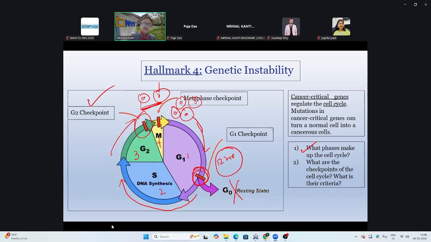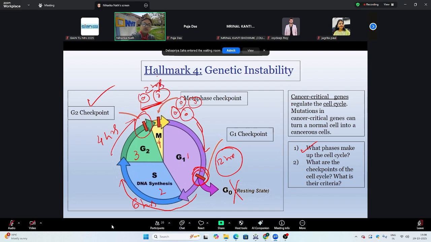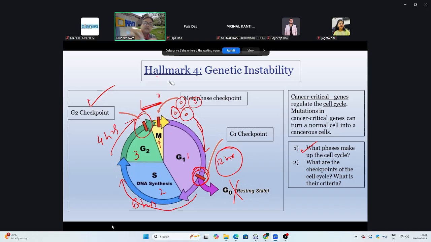It'll go for 12 hours just preparing, and then maybe for the next 6 hours it will do the S phase. Then for about 4 hours it'll do the G2 phase, and the M phase, the mitosis phase, cell division, will be, let's say, 2 hours. So it makes up about 20 to 24 hours. The total cell cycle is 20 to 24 hours. If I have one cell today, it'll take about 24 hours for it to grow and divide into two.